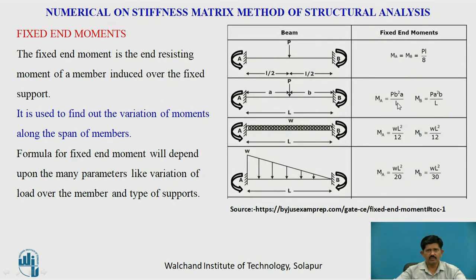So MA is equal to PB square A upon L and MB is equal to PA square B upon L. For a beam with UDL over the whole span, we have MA equal to MB, that is WL square by 12. For UVL, uniformly varying load, the moment at A is WL square by 20 and the moment at B is WL square by 30.